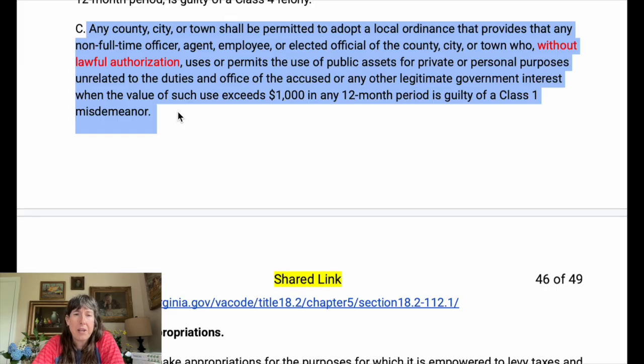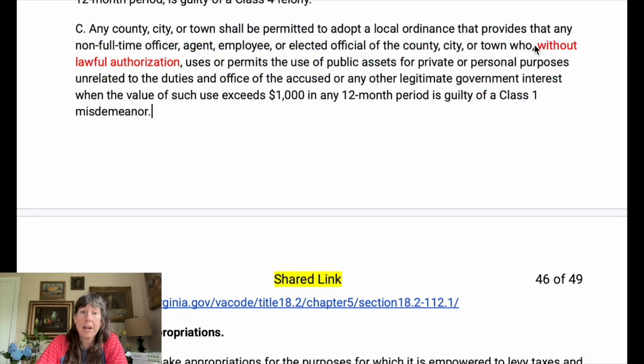Any county, city, or town shall be permitted to adopt a local ordinance that provides that any non-full-time officer, agent, employee, or elected official of the county, city, or town who, without lawful authorization, there we go. I've asked for a year and a half, what law authorizes you to put this chemical drug in the drinking water? They will not cite anything. For a year and a half, they say, we don't have the statutory authority. We don't have a police power that this promotes public health. So I have no choice but to believe that they do not have the lawful authority.